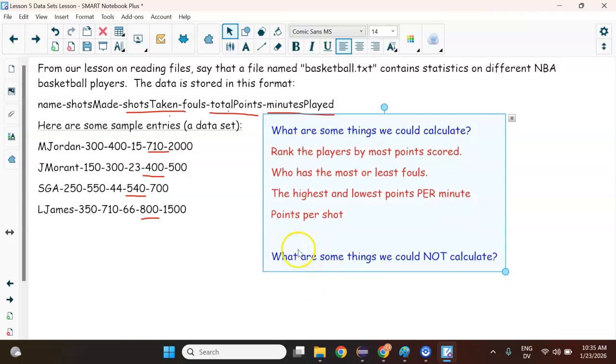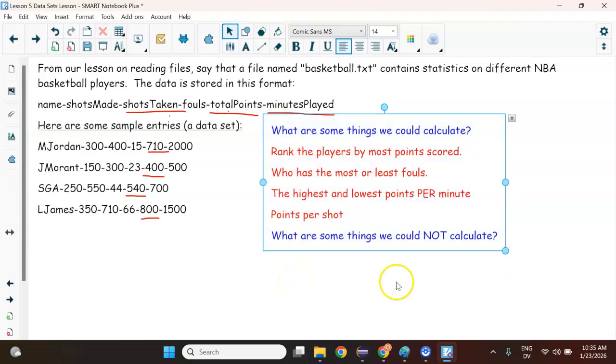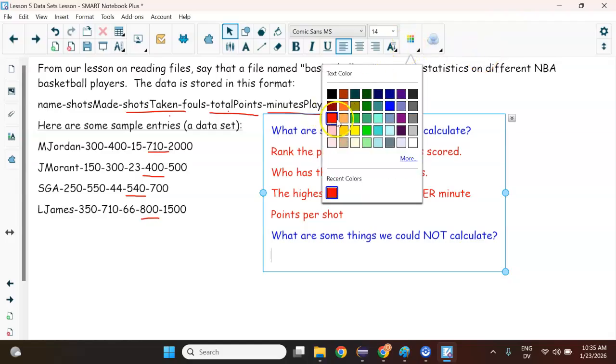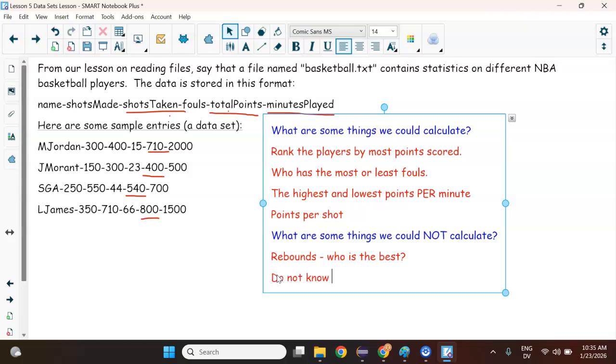Okay, and then some things we couldn't calculate. Let's think about those. If you're a basketball fan, there are some obvious ones, like we don't know anything about rebounds. There's nothing in here about rebounds, so we don't know who's the best rebounder, because we don't have the rebound data. We also have nothing about their age, so we do not know player ages or anything like that.